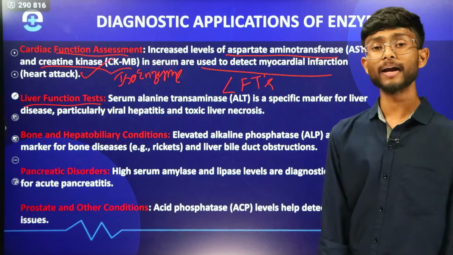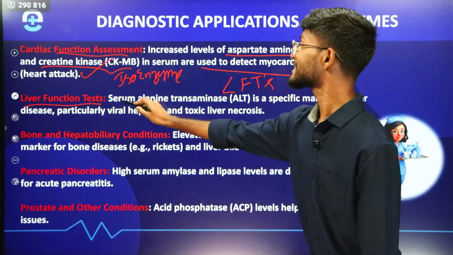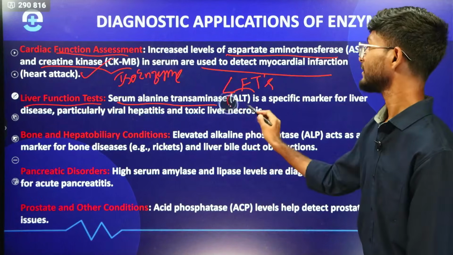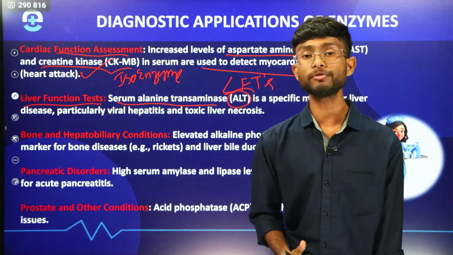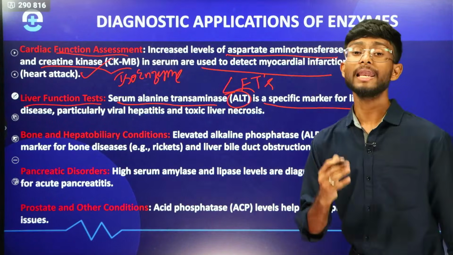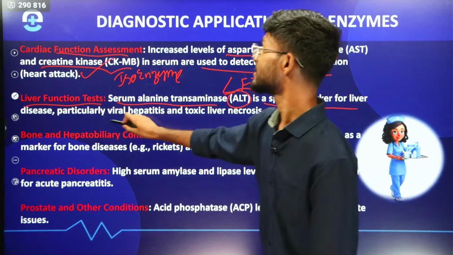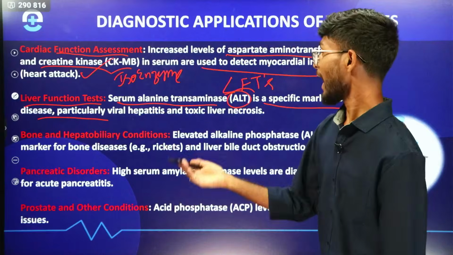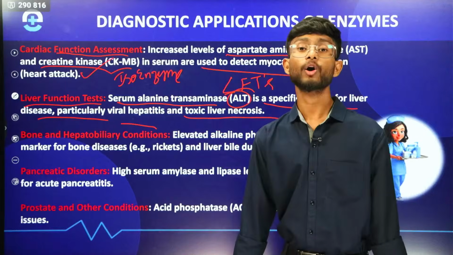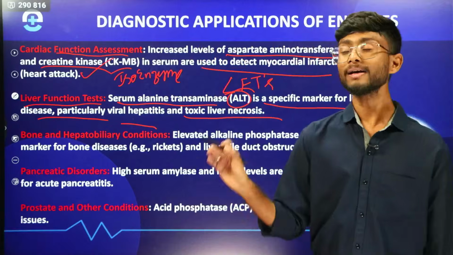And how will you check whether the liver is functioning properly or not? That is serum alanine transaminase, that is ALT. This is an enzyme which is helpful to assess liver function, and it is the liver marker. It is a marker for liver disease, and also hepatitis and toxic liver necrosis. To assess all this, you need enzymes.